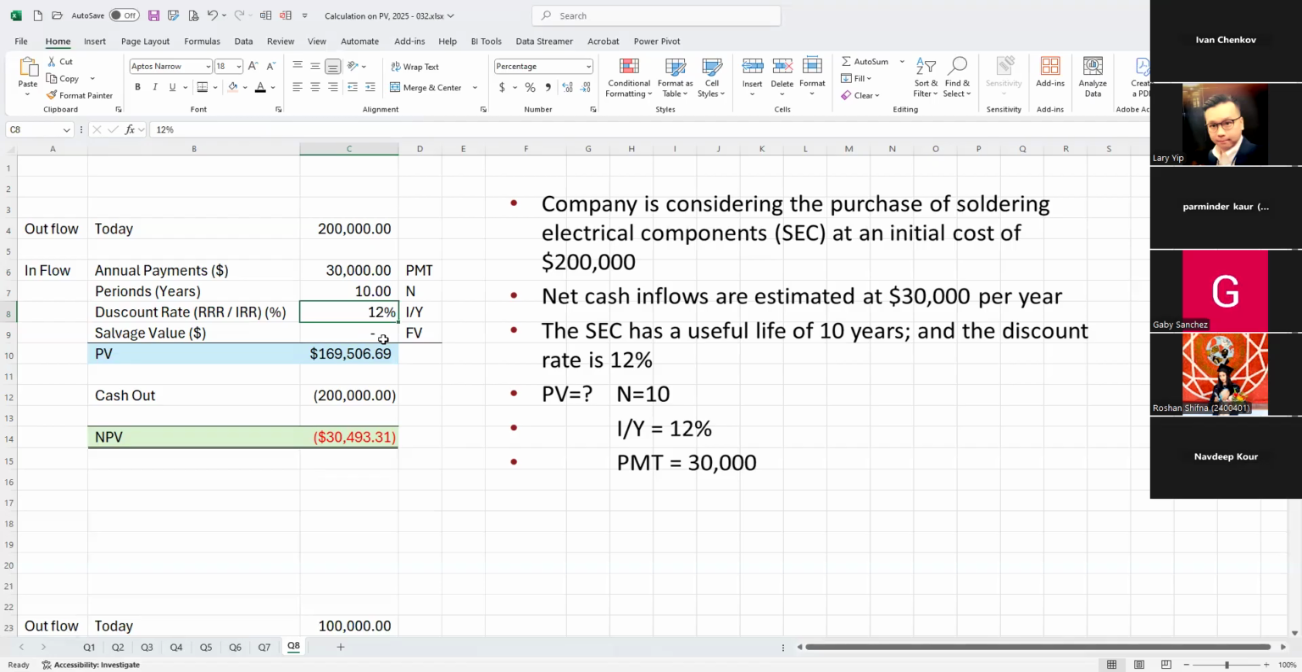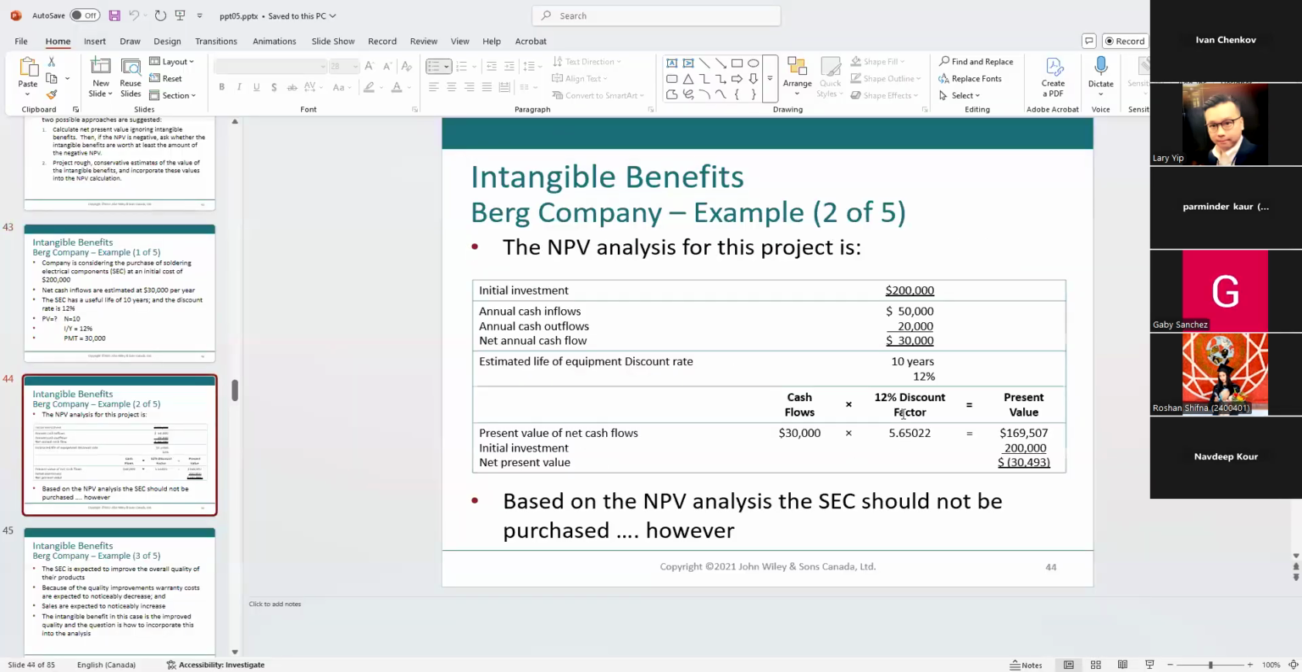Now, the question here will be: is there anything in this project that will make us change our decision based on something which is not based only on the numbers? Now, as you can see here, the calculation, we clearly are not reaching the 12%.